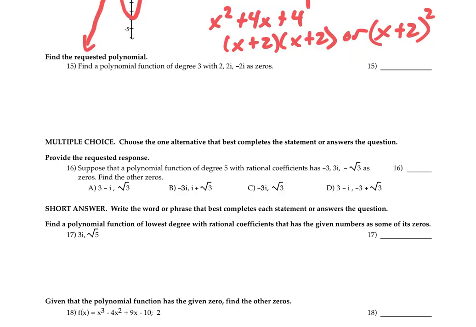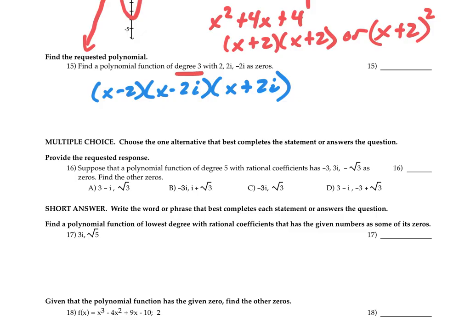Okay, on number 15, a degree of 3. We're going to write a polynomial of degree 3. And so the first thing that I'm going to do here is write out my 3 factors. There's a lot of times throughout this review where we're talking about the relationship between factors and zeros, and we're going back and forth a lot between those two. So x minus 2, x minus 2i, and x plus 2i.